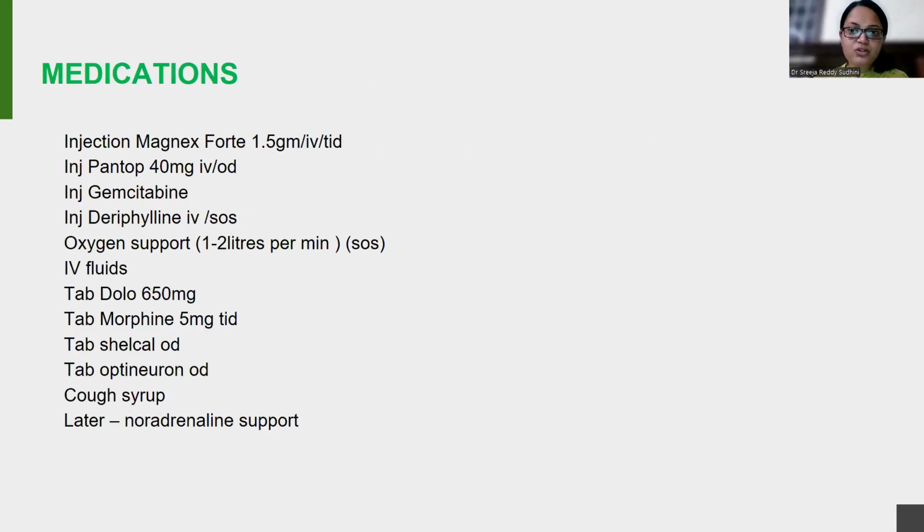So these are the medications during his course. It was the injection Magnus-4, 1.5 grams, given TID, and gemcitabine, which was given as a low dose. Derophylline was given on SOS basis, and the oxygen support. They were given IV fluids to maintain his BP and nutrition. The tablet Dolo as antibiotic for his fever, and he was also on tablet morphine, given on TID basis. And all the supplements like Shelcal, Optineuron were also given, and cough suppressants were also given. Later, as the patient was not maintaining the BP, even the NORAD support was also given to the patient.